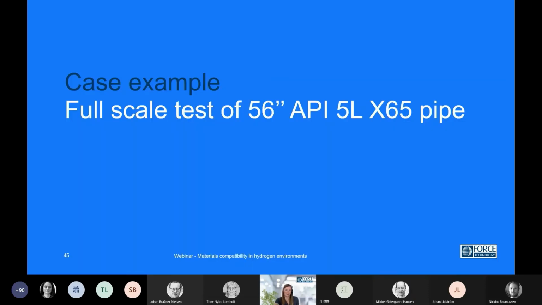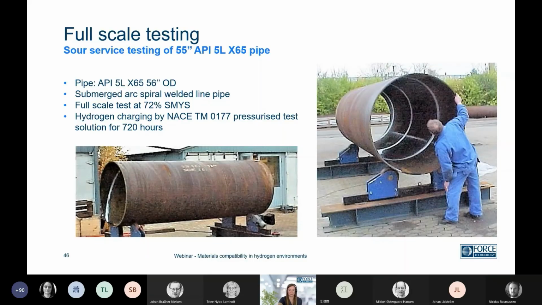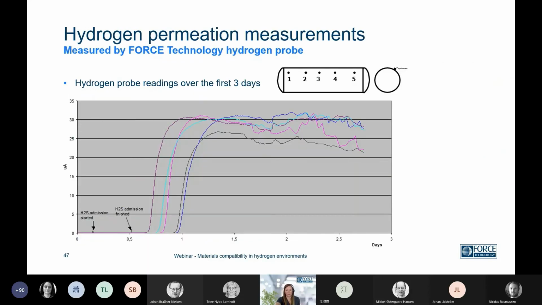And to focus on how we have done full-scale testing, I have a case example. The first one is an X65 pipeline, spiral welded. It was for oil and gas purposes, so it was charged with NACE solution. On the outside, we have a patch probe we developed, which can sense the hydrogen, and we have the readings. For the first day, no hydrogen really diffused through the surface. Then after one day, the curve increases to a certain level, and then you pretty much have steady state diffusion through the pipe wall.